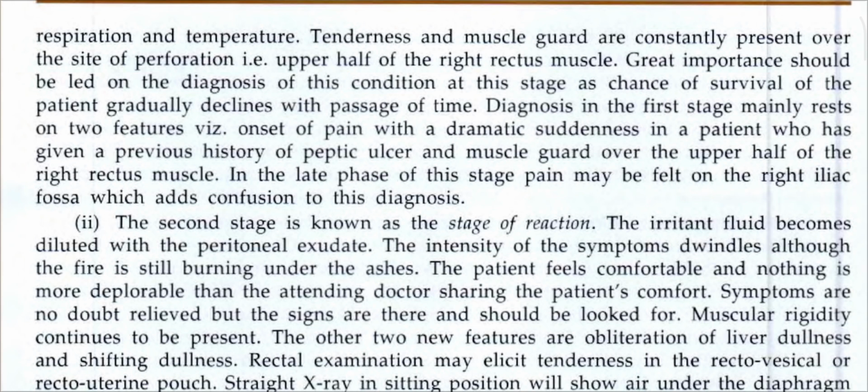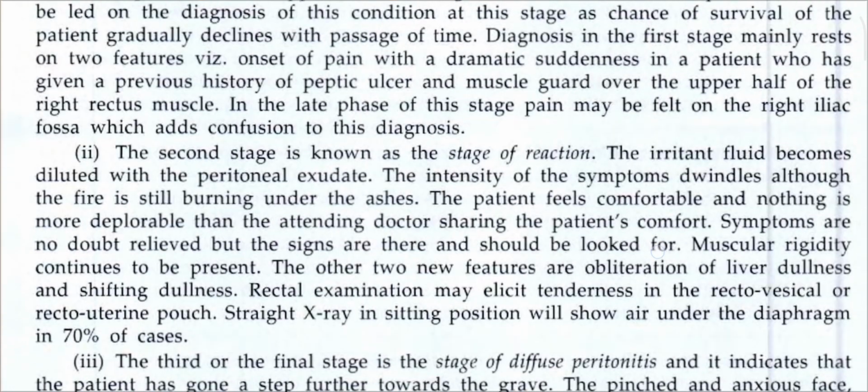Great importance should be laid on the diagnosis of this condition at this stage, as the chance of survival of the patient gradually declines with passage of time. Diagnosis in the first stage mainly rests on 2 features: the onset of the pain with a dramatic suddenness in the patient who has given a previous history of peptic ulcer, and muscle guard over the upper half of the right rectus muscle. In the late phase of this stage, pain may be felt in the right iliac fossa, which adds confusion to the diagnosis.